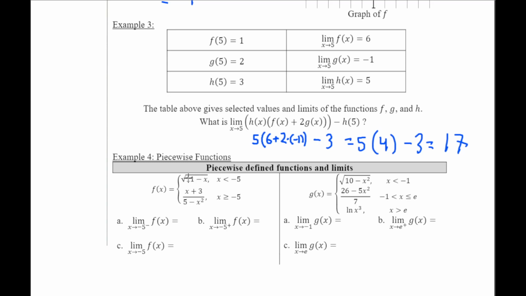So we have a piecewise function here. If you haven't seen these before, what this means is whenever your input is less than negative 5, your x input is less than negative 5, you plug it into the top.